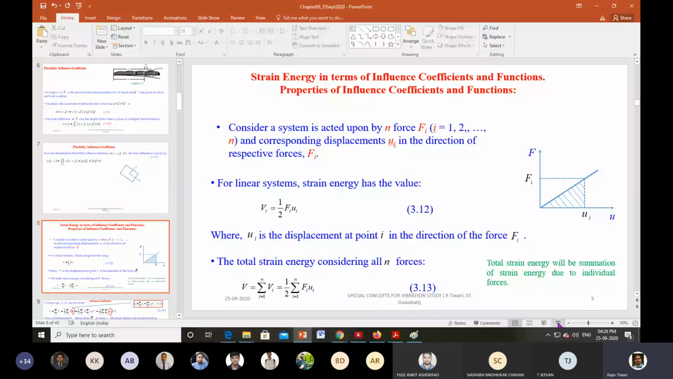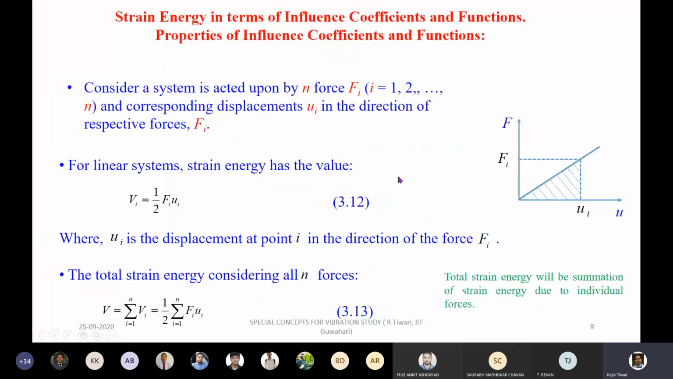So now we'll obtain strain energy because we are dealing with a multi-degree equilibrium system. So if we have influence coefficient of the whole system or influence function, then how to get the strain energy from that? Because influence coefficient is anyway related with the stiffness. So they contain the elastic energy, the strain energy. So how to calculate them in a general way?